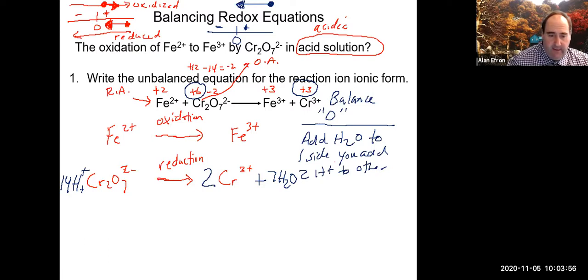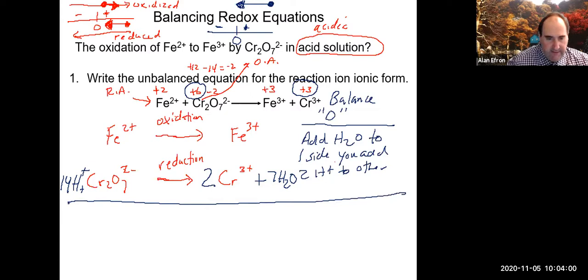And I'm just going to rewrite it one more time to make it a little easier to read. The top one, we really didn't do anything to it. The bottom one, we added 14 H pluses to our left-hand side.